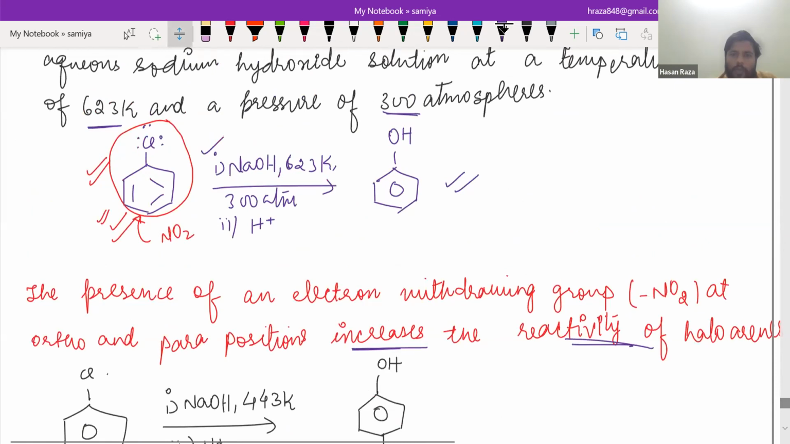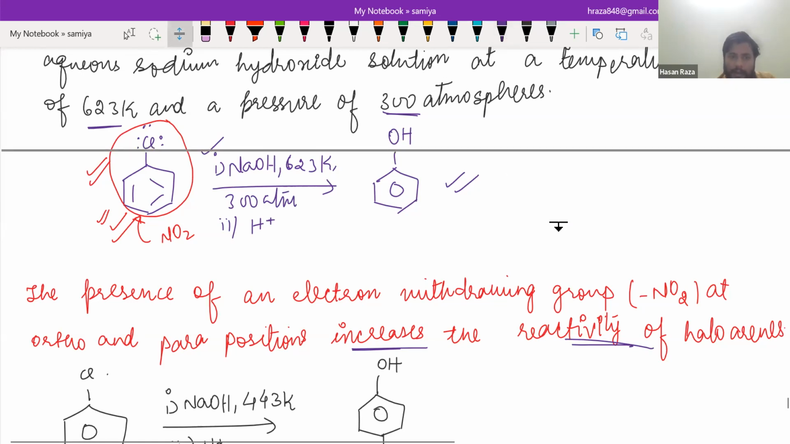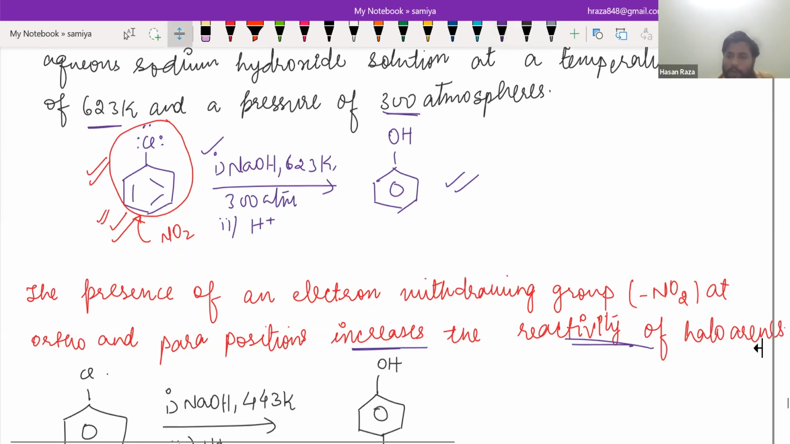So if you are going to react chlorobenzene, the haloarene, with NaOH, or you are going to replace the Cl of chlorobenzene with OH, we need extreme conditions: the temperature should be very, very high, 623 Kelvin, and the pressure should also be very high, in the presence of H plus. Then we can replace Cl by OH.